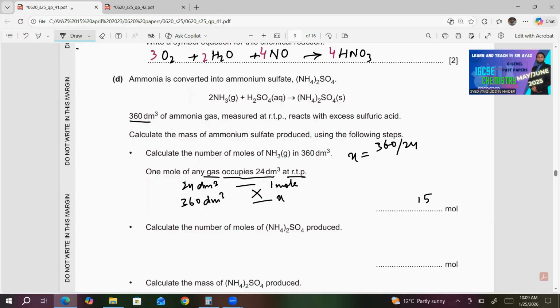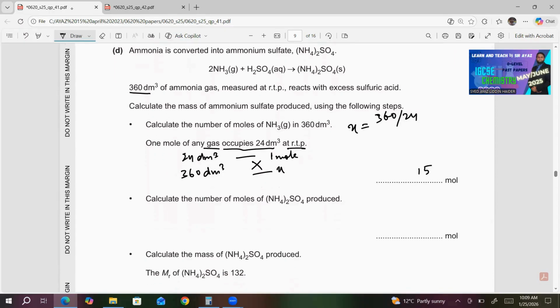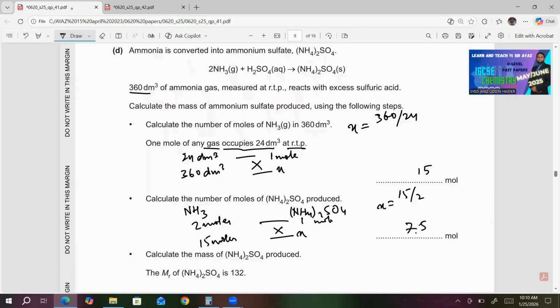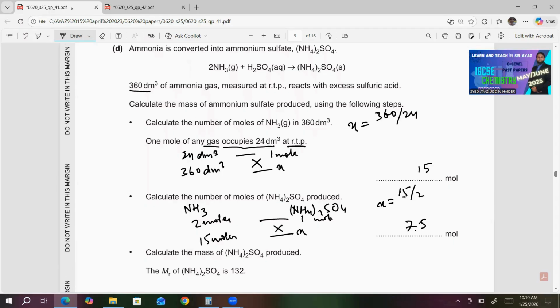Calculate the number of moles of (NH4)2SO4 produced. Look at the reaction equation. Here's the relation: NH3 to (NH4)2SO4, 2 moles produces 1 mole. Therefore, 15 moles produces X moles. Cross multiplying, X is equal to 15 divided by 2, which means 7.5 moles of ammonium sulfate will be produced.